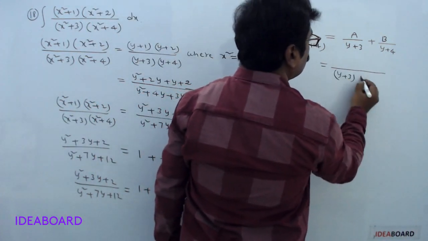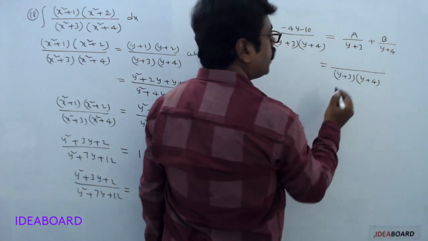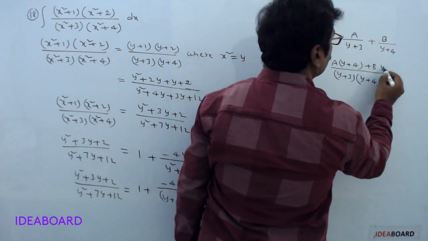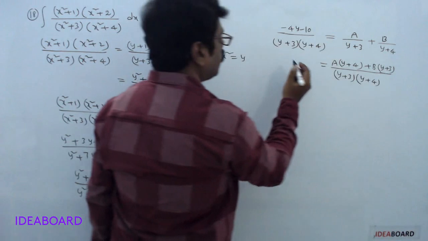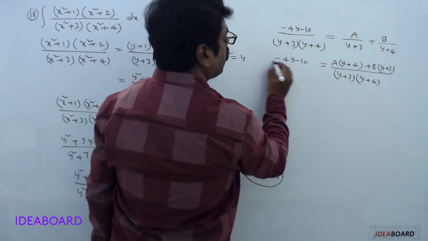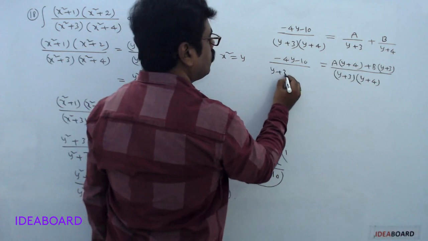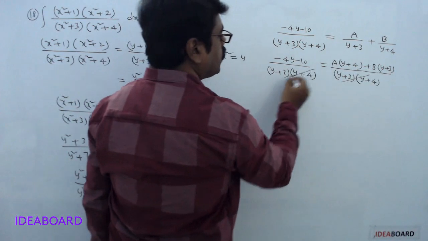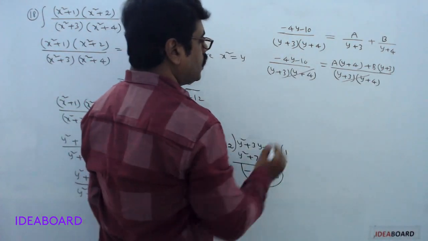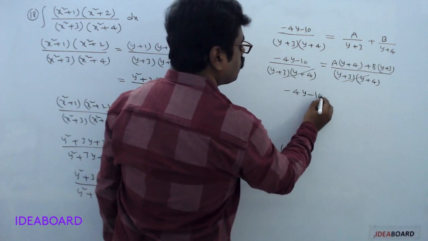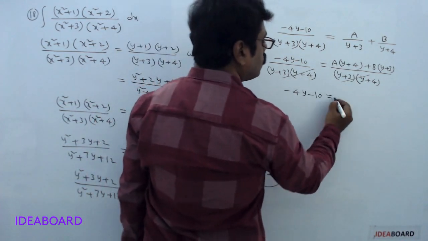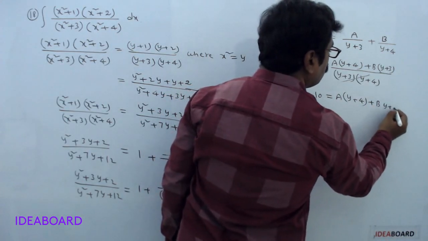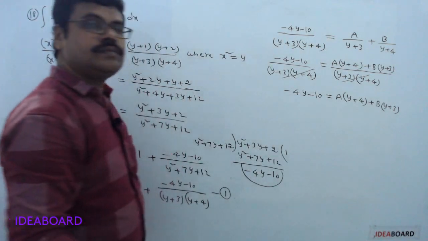LCM (y plus 3) into (y plus 4). Corresponding numerator: a into (y plus 4) plus b into (y plus 3). Write down this LHS part as it is: minus 4y minus 10 by (y plus 3) into (y plus 4). Now cancel the denominators on both sides. Write down the remaining expression: minus 4y minus 10 equal to a into (y plus 4) plus b into (y plus 3).